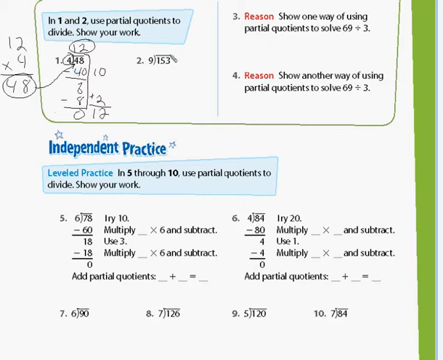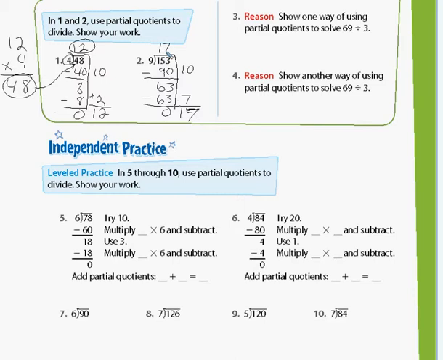Let's go and try number 2. Problem number 2. Okay, we start off with our 10. And 9 times 10 is 90. When I subtract that, 0 from 3 is 3, and 9 from 15 is 6. We end up with 63. I know my math facts real well. I know my 9s real well, almost as well as I know my 10s. And I know that 9 times 7 is 63. When I subtract, I get to 0. Add that up, that's 17, so that means that 153 divided by 9 is 17.